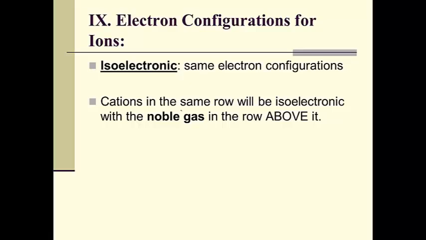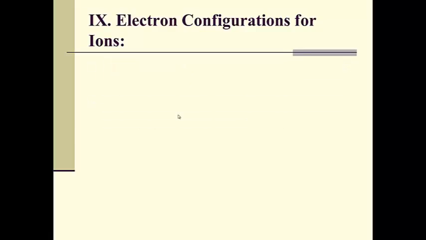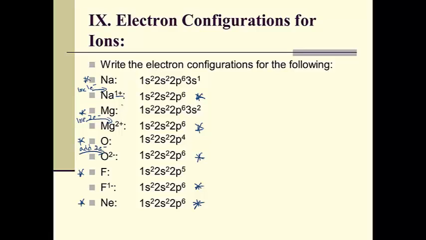So, what did you notice? These two were in the same row, right next to each other. They produce the same configuration as neon, but if you look on your periodic table, neon is in the row above sodium and where magnesium is.